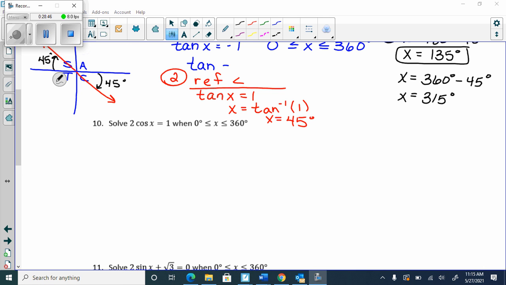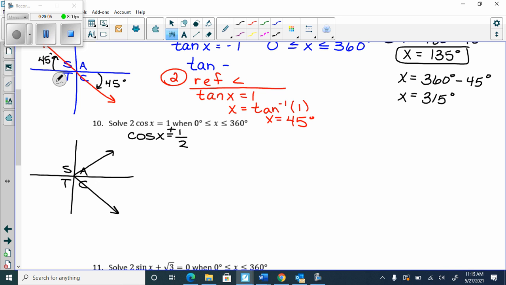All right. I heard correctly. So for this one, we're going to divide the 2 over, and we're going to get cos x equals a half. And then we have no narrowing down, but we have cos has to be positive. So I need to look for where the C's exist, where C is, and where A is. Step 1. Step 2, reference angle. x equals cos neg 1 of a half, which is 60.